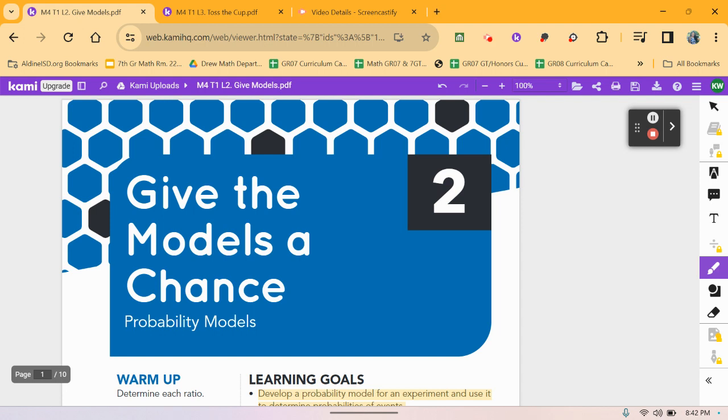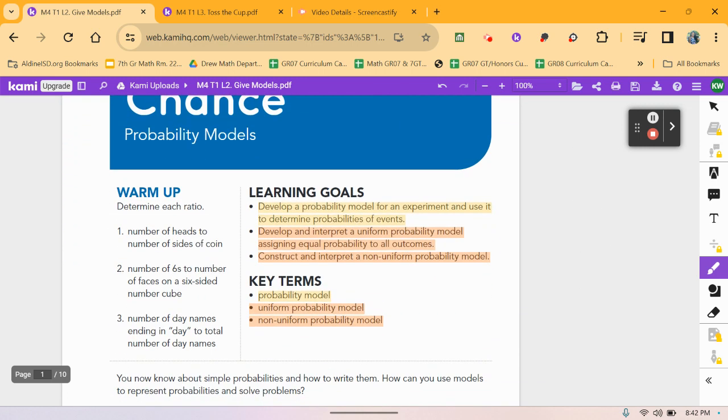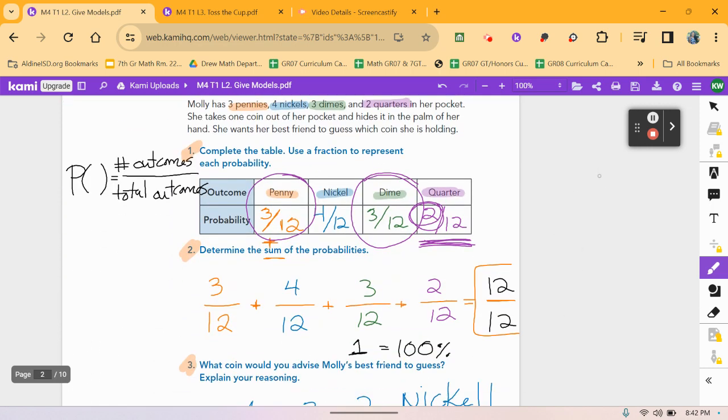Welcome back. We are still in lesson two, talking about probability models. We're soon going to set one up and then talk about what a uniform probability model is and what a non uniform probability model is. All right, we've completed the getting started.